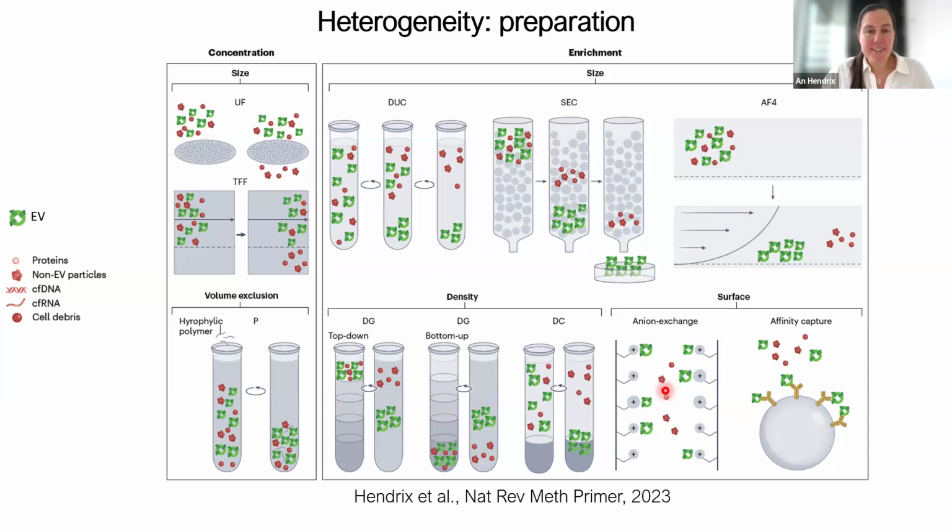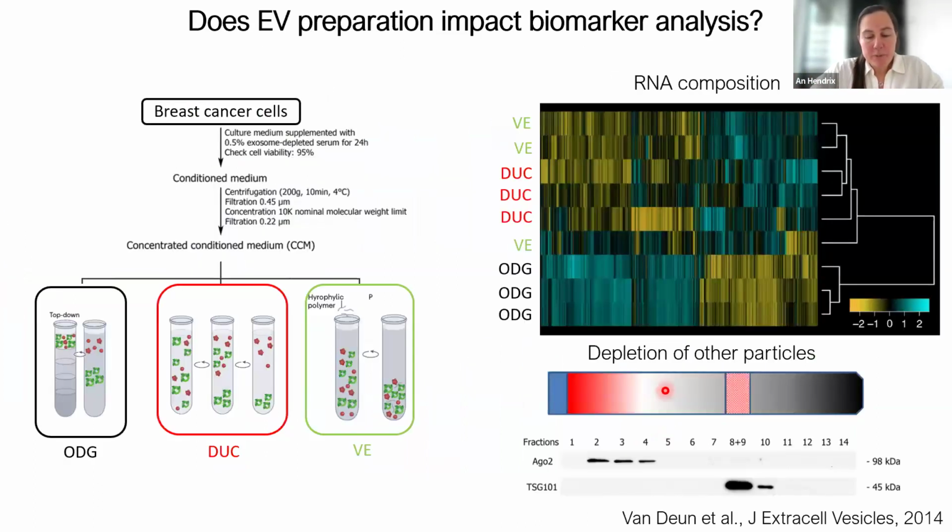So there is a wide scale of methods that can be used to prepare vesicles from a sample of interest. But one important question and consideration is, first of all, does the choice of method that you use to prepare vesicles from the sample impact the downstream analysis? For example, in this particular case where we were interested in the identification of biomarkers.